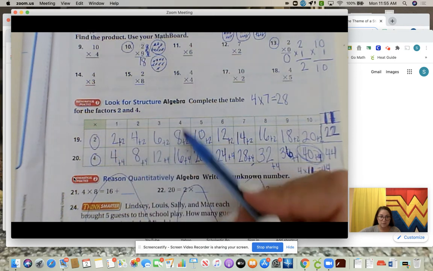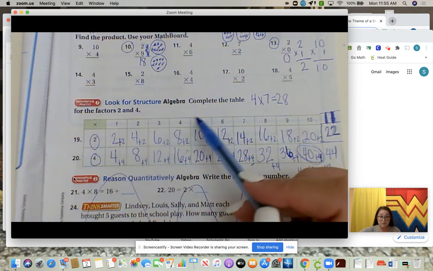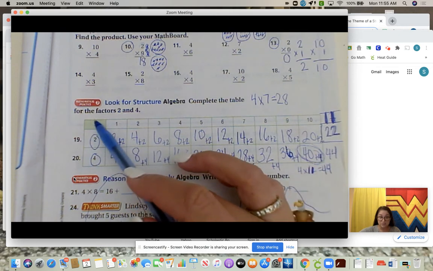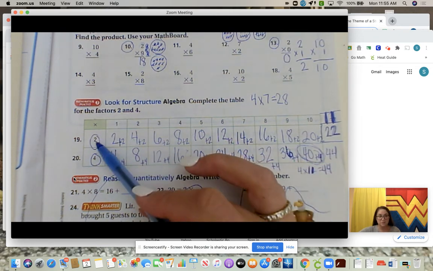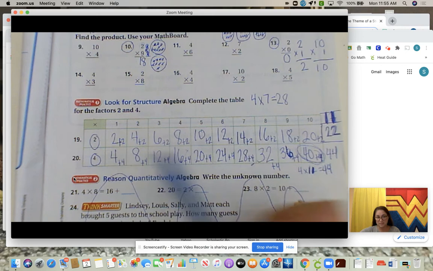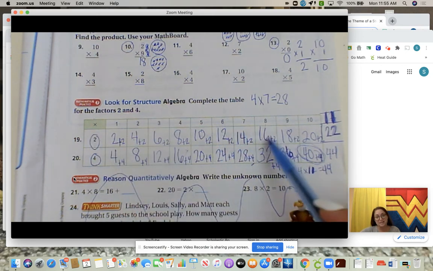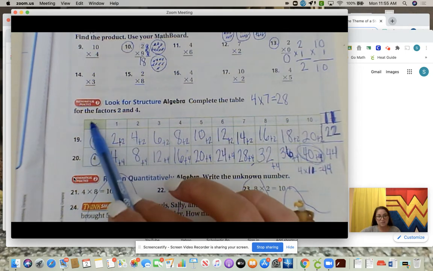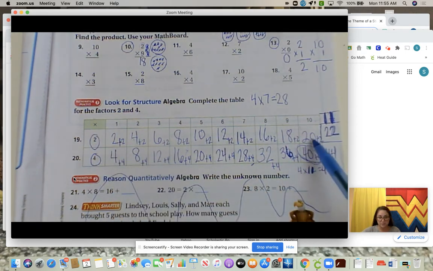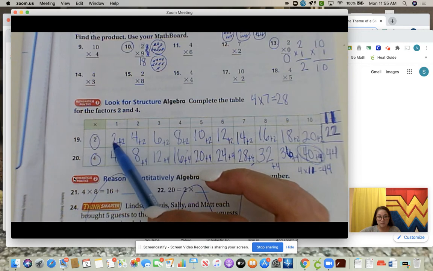2 times 4 is 8. 2 times 5 is 10. 2 times 6 is 12. 2 times 7 is 14. 2 times 8 is 16. 2 times 9 is 18. 2 times 10 is 20. All right? So that's how that works.